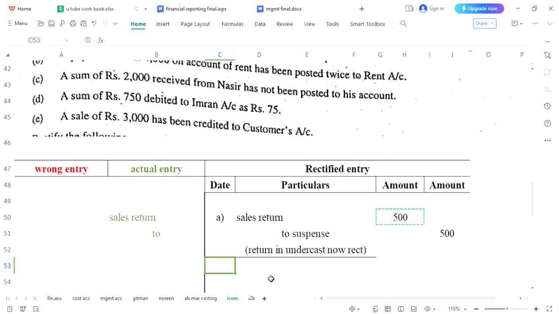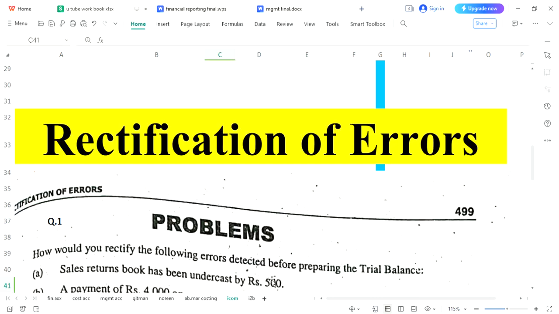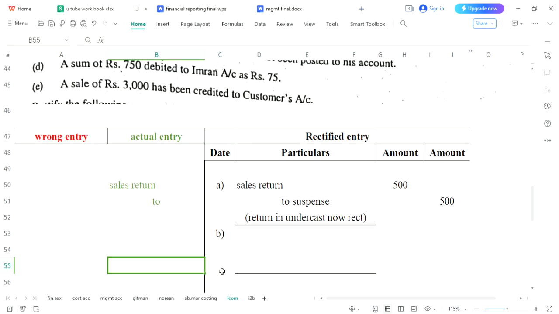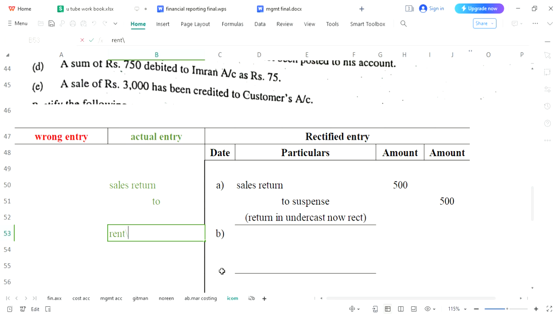A entry is completed. Now let's see what B entry is saying. Over here, a payment of 4,000. So you are paying the amount on account of rent. It means rent is an expense. Expense should be written on debit side. So for the time being, we will write rent so that we can remember that original place of rent is debit. Now let's see what mistake we have done.